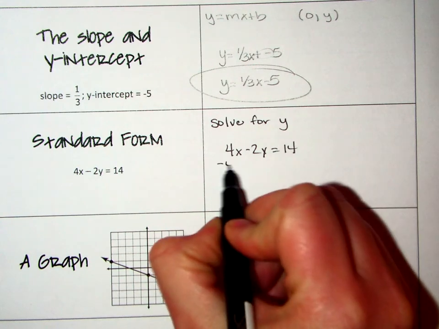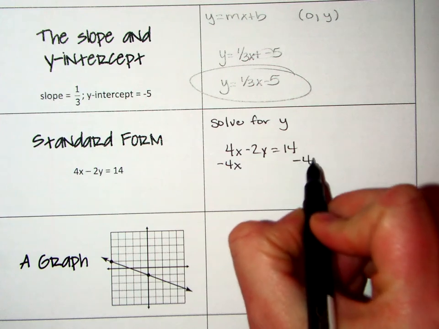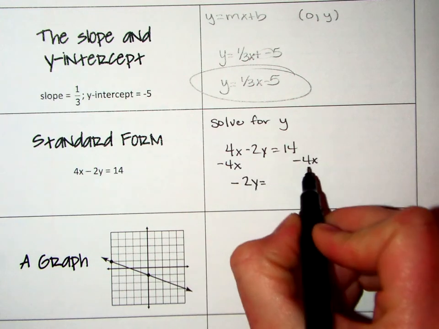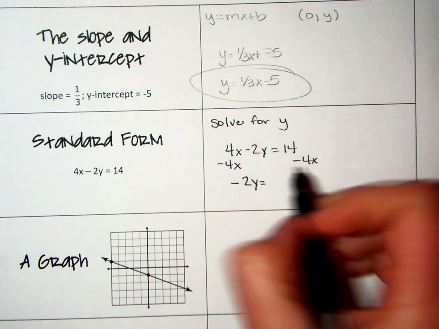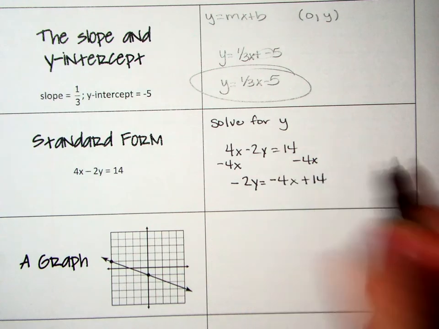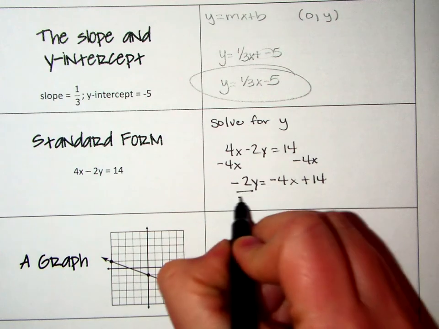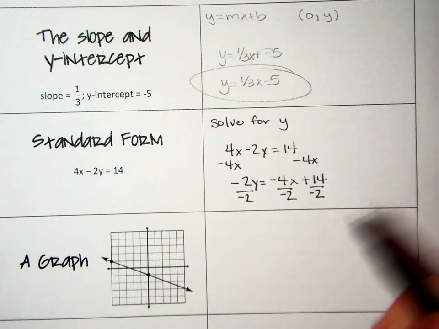This is a positive 4x, so to move it to the other side, I'm going to subtract 4x from both sides. Minus 2y equals, I'm going to keep that 4x in front because in slope-intercept form, x is in front, so I know my slope. Minus 4x plus 14. To get y by itself, I'm multiplying by -2, so I'm going to divide by -2 on every single part. Make sure when you divide by negatives that you switch your signs.